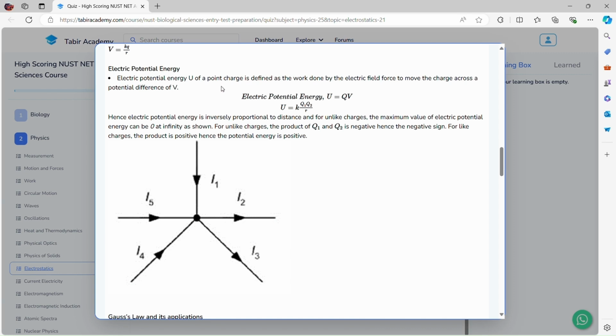Hence, electric potential energy is inversely proportional to distance, and for unlike charges, the maximum value of electric potential energy can be 0 at infinity as shown. For unlike charges, the product of Q1 and Q2 is negative, hence the negative sign. For like charges, the product is positive, hence the potential energy is positive.